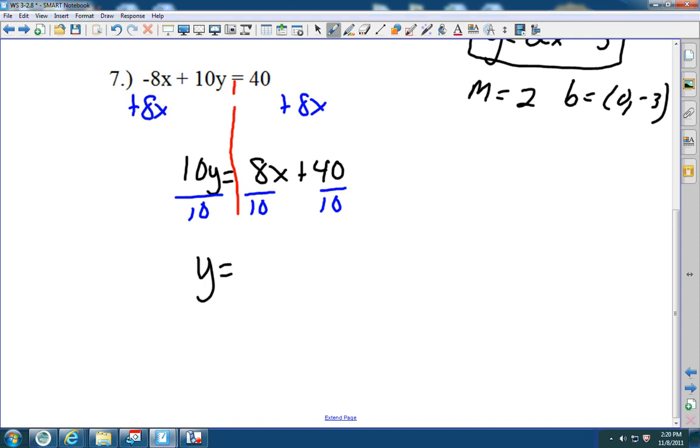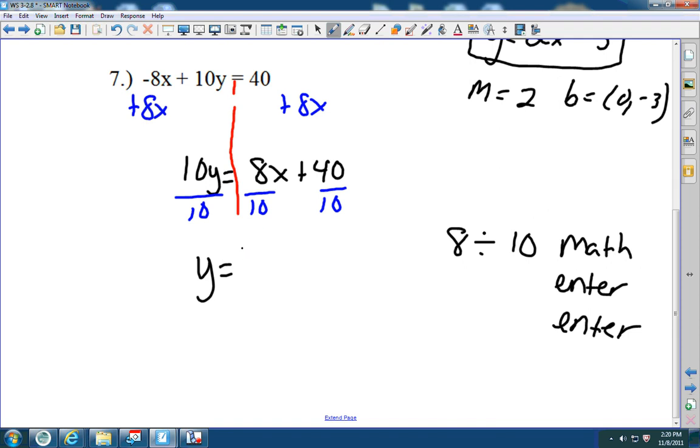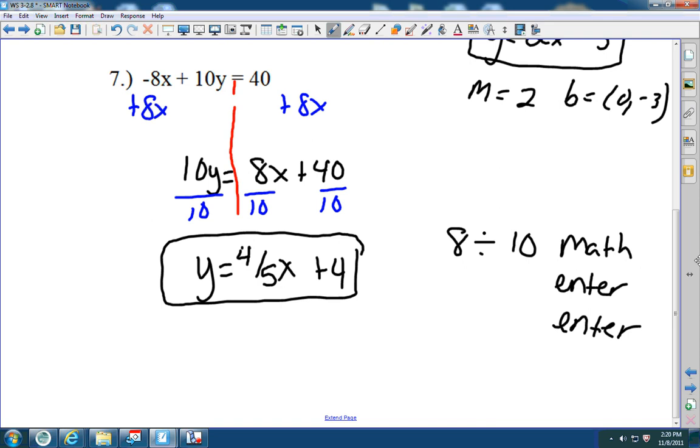I get y equals. Now, if you don't know what this reduces to, you can do 8 divided by 10, press math, enter, enter, and it will reduce it for you. You will get 4/5 x plus 4. There's your equation. Well, I told you to tell me the slope and the y-intercept. The slope, which we use the letter m, is 4/5. The y-intercept is (0, 4).